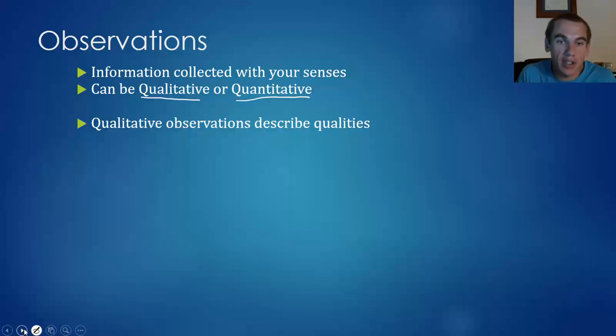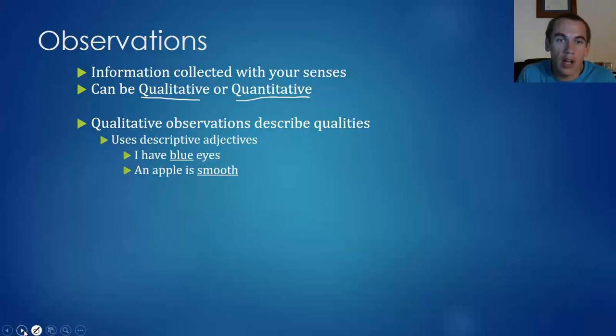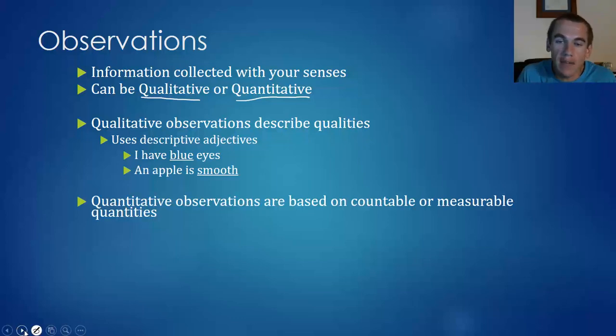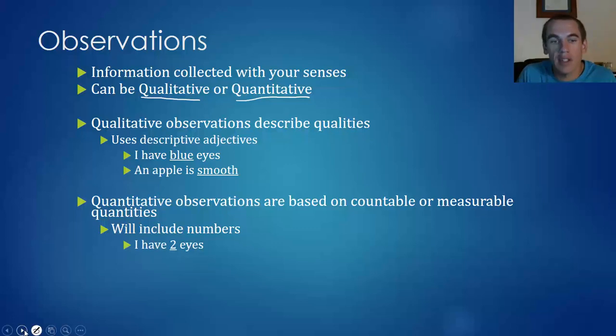Qualitative observations describe things. We use adjectives. We can say smooth. We can talk about colors. We can talk about texture. A whole lot going on there. Quantitative things are countable or measurable. So you use a meter stick and you can get how long something is. You can count the number of things that are there, and you could measure mass. Any of those things that have numbers are quantitative.